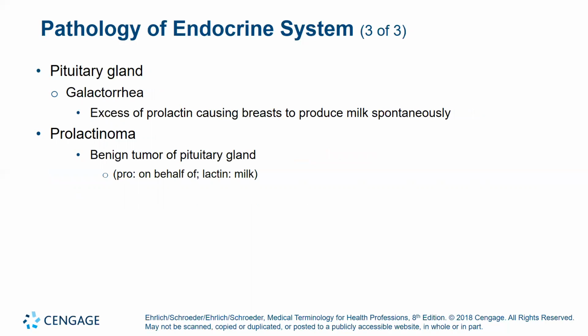Galactorrhea, excessive prolactin causing breasts to produce milk spontaneously. We have prolactinoma. It's a benign tumor of the pituitary gland. Looking at the term, pro is on behalf of, and then lactin is milk.